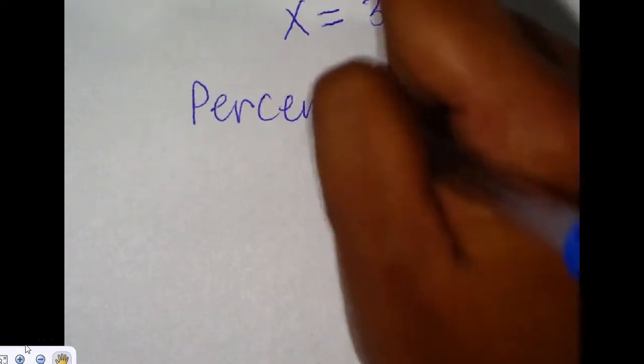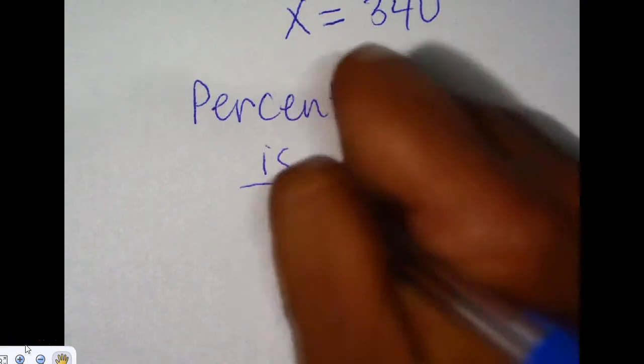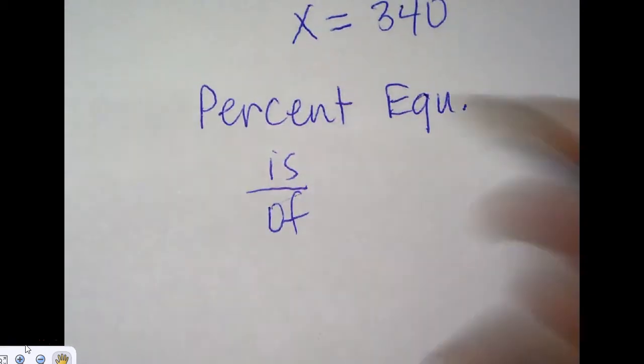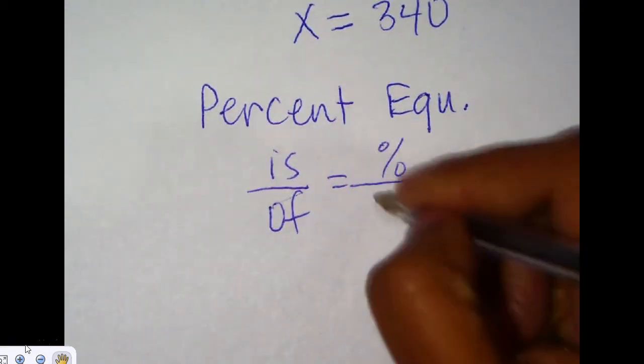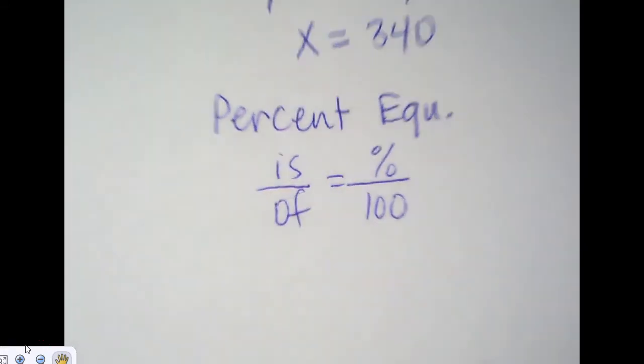Percent equation. Give me a moment. All right, so for the percent equation, I'm going to abbreviate this for a second. It's is over of is equal to percent over 100. Okay, and I'm going to kind of zoom out.